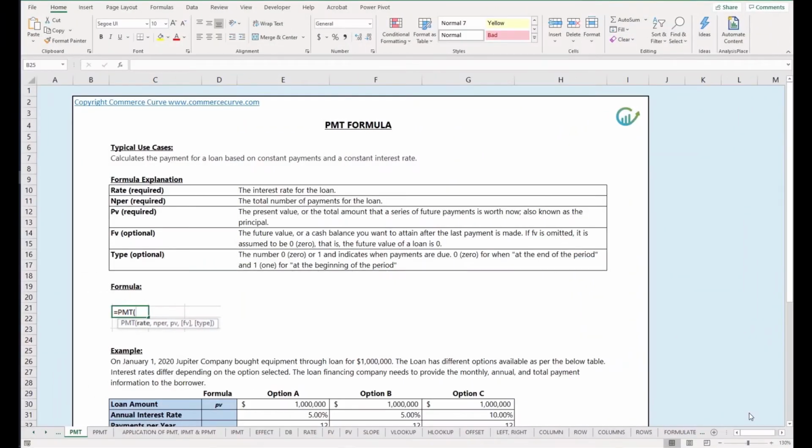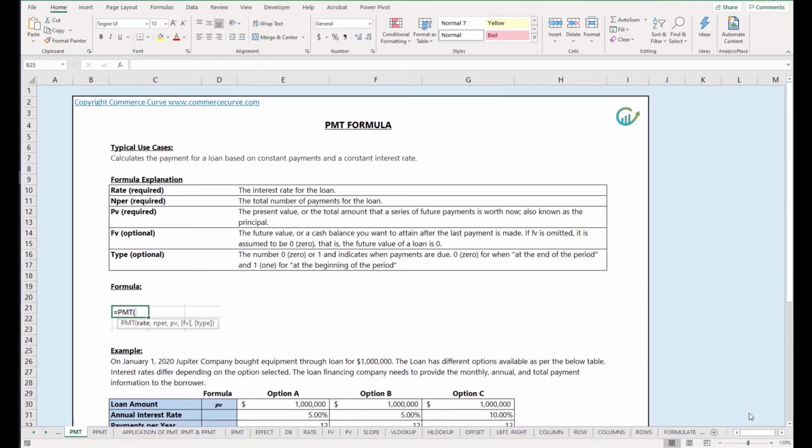In this lesson, we're going to take a look at the payment formula, i.e. the PMT formula. This formula is used to calculate the payment for a loan based on constant payments and a constant interest rate. So it's a very useful formula if you're working with loans. Let's take a look at the formula in detail.